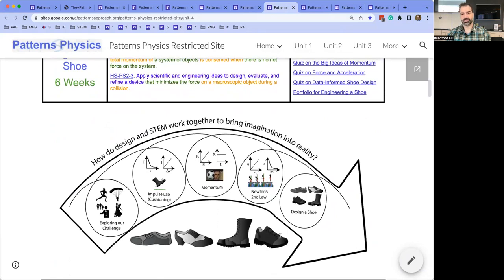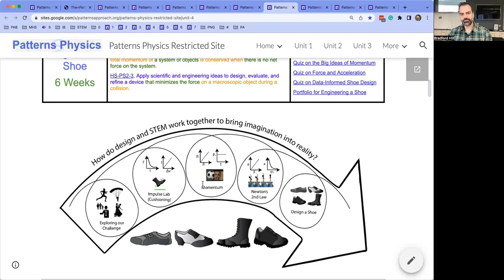Here we're engineering a shoe. So how does design and STEM work together to bring imagination into reality? So design a shoe. We explore our challenge with human-centered design, and we mathematically model impulse cushioning, which is really intuitive. The word impulse is not very intuitive to students, but the idea that you cushion something and that changes the force and time aspect, that is really intuitive, we have found. So that one might surprise some people to lead with that, but it turns out to have worked really well.